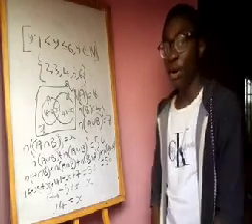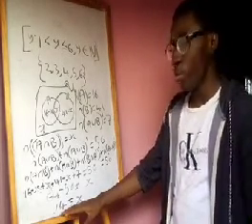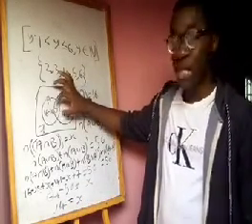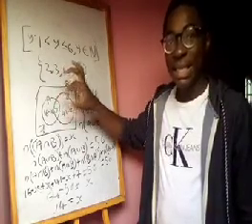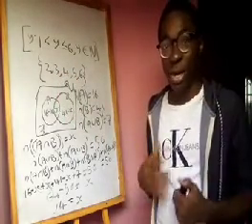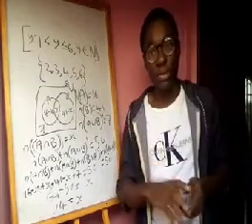That means the number of students that did both will be 14, because this 14 is in the middle region, and the middle region is the intersection, and it also represents the number of students that did both.